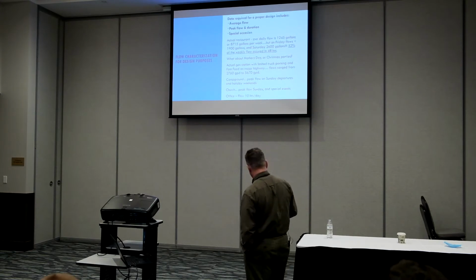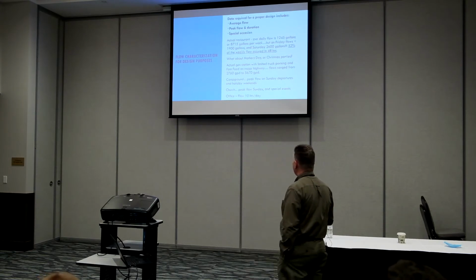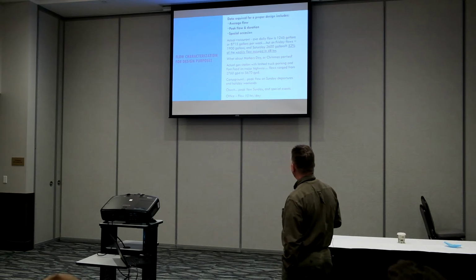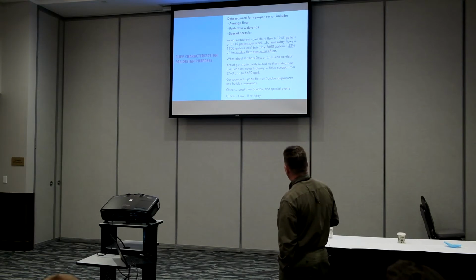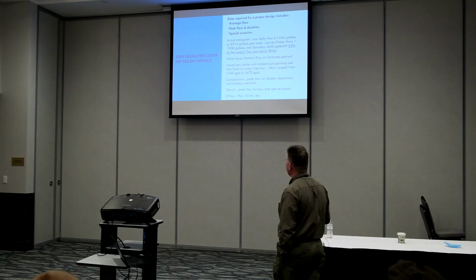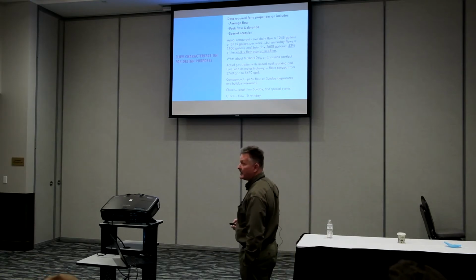So this is an example of an actual restaurant that I was involved in an evaluation. Measured flows, we were averaging about 1,200 gallons per day, or 8,700 gallons in a 7-day period.